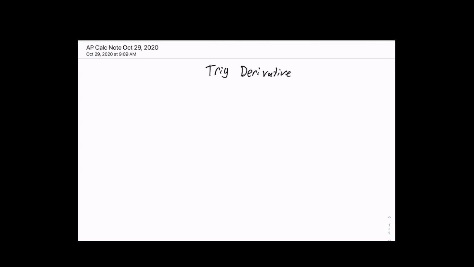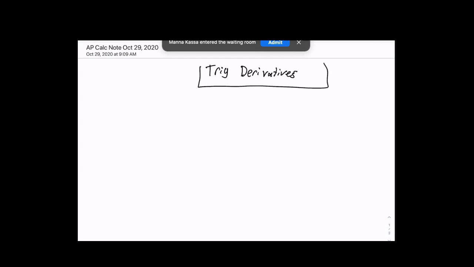Derivatives. Now, today we're not going to be evaluating these. Tomorrow we're going to talk about evaluating them and finding them at a point. What is the derivative at x equals 0? What is the derivative at x equals pi over 4, pi over 2, pi over 6, pi over 3?